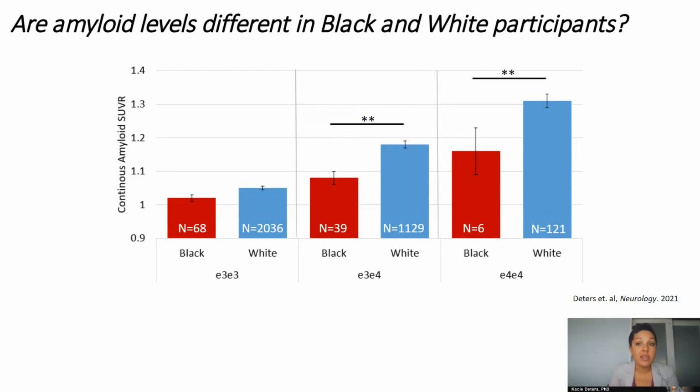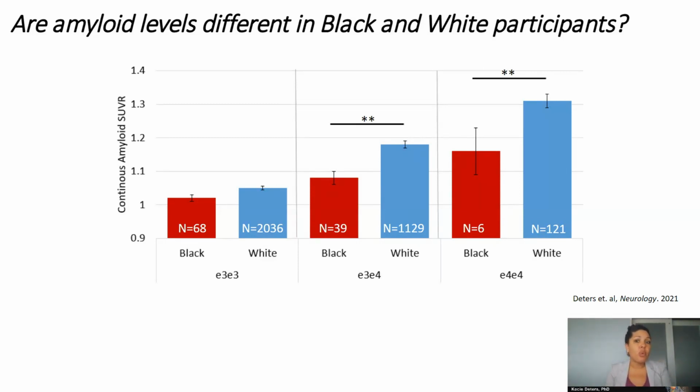So on the x-axis, you have APOE genotype by a racialized group, Black in red, and white individuals in blue. And then on the y-axis, you have amyloid levels. So higher amyloid is worse. Just by looking overall, you can see Black individuals have lower, or better, levels of amyloid relative to white individuals. But what's interesting is that this lower level of amyloid is only significant in Black E4 carriers.